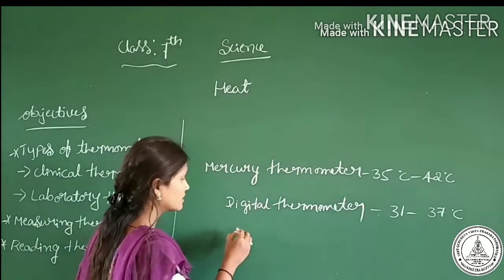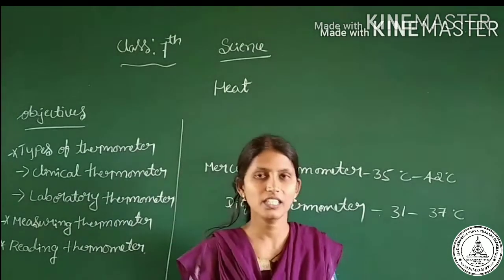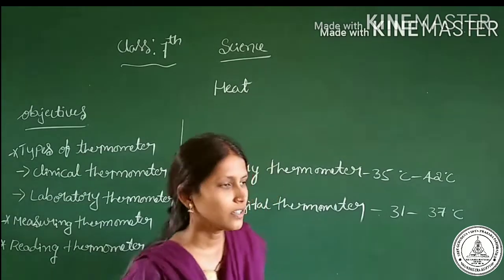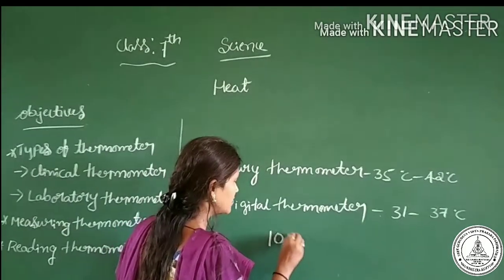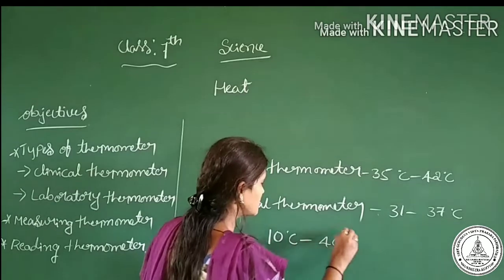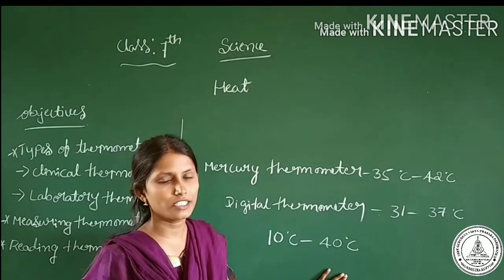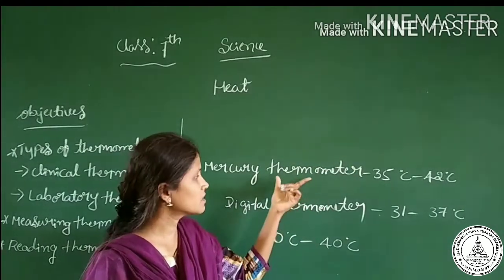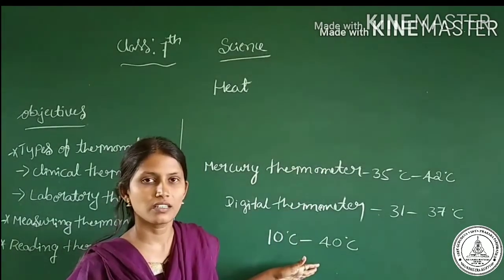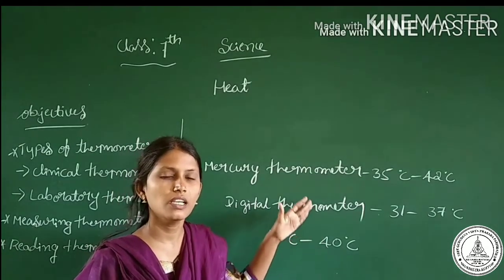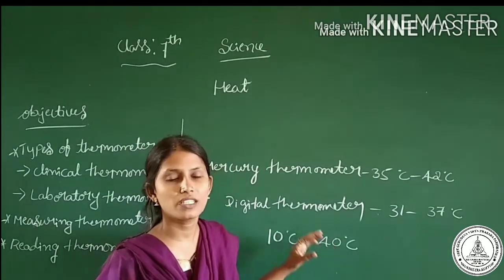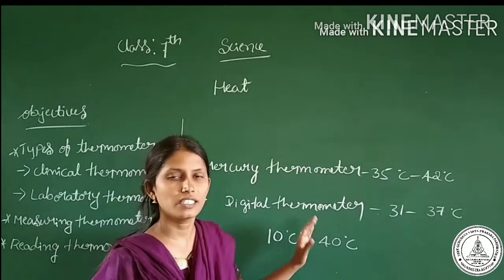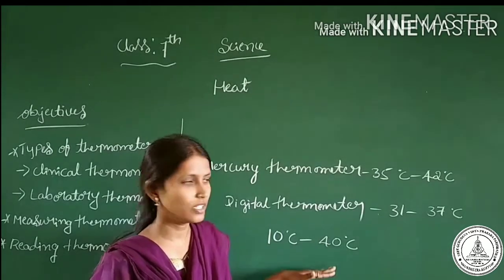Next, the ear thermometer. We measure the temperature by keeping the thermometer in the ear. The ear thermometer range is from 10 degrees Celsius up to 40 degrees Celsius, and in between that, our body temperature will be measured. So it depends on these. What are they made of? Digital thermometers are made up of certain metal parts, so depending upon the voltage, they show the body temperature of humans.